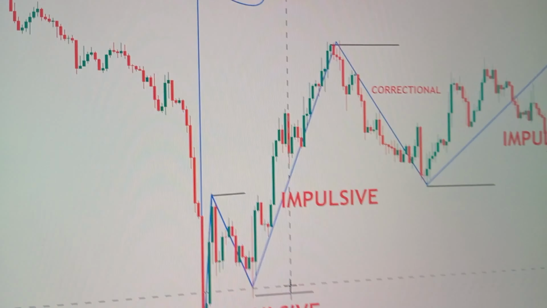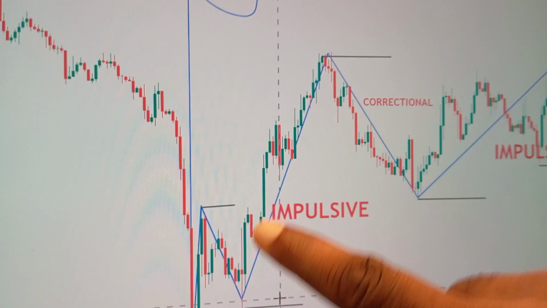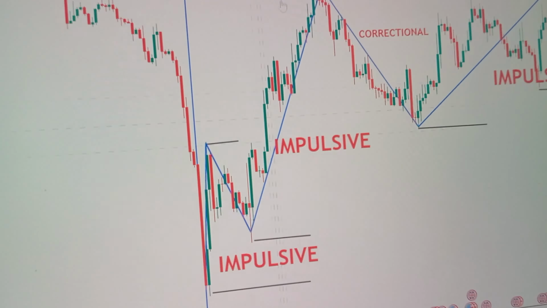Look at this impulse, okay? Look at this impulse from this spot up to here, okay? The market gives you what the market printed out. It printed out healthy candles. Like just look at it, guys. You see this? The market printed out healthy candles.